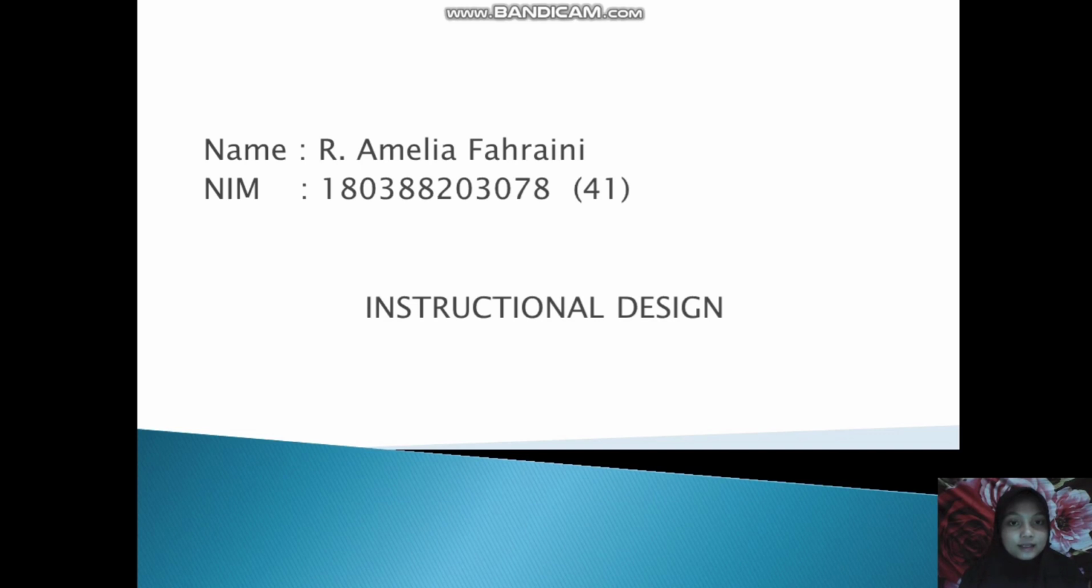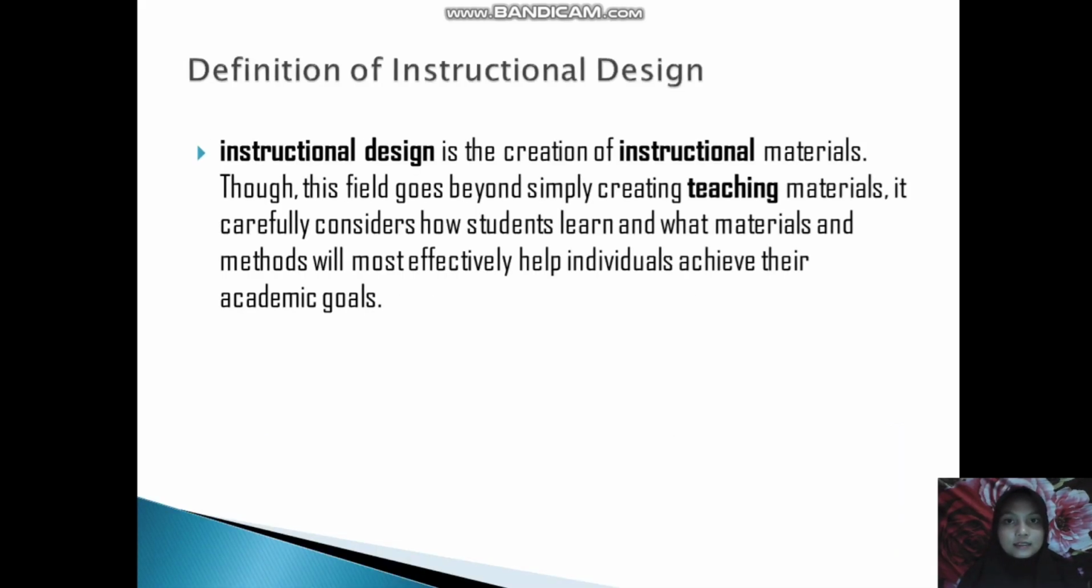I will explain today about instructional design. First, the definition of instructional design is the creation of instructional materials. So this field goes beyond simply creating teaching material. It carefully considers how students learn and which material and method will most effectively help individuals achieve their academic goals.